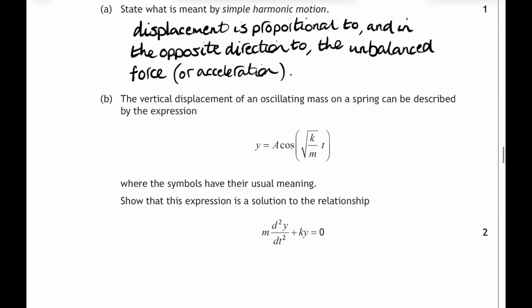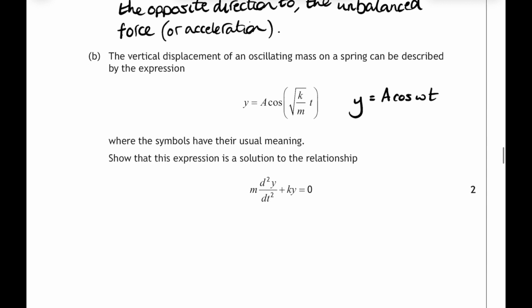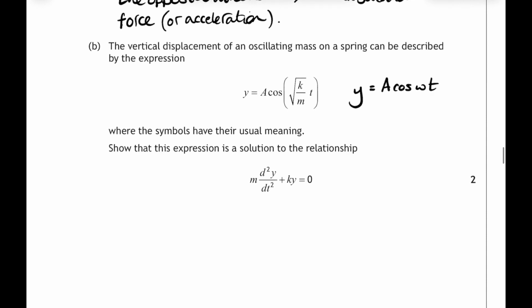Part B, the vertical displacement of an oscillating mass on a spring can be described by the expression y equals a cos root k over m times t. Now, that is in the same form as the relationship on your relationship sheet, y equals a cos omega t. And omega there will be equal to root k over m. And then we're told the symbols have their usual meaning, so y is the vertical displacement, a is the amplitude, k is the spring constant, m is the mass, and t is time.